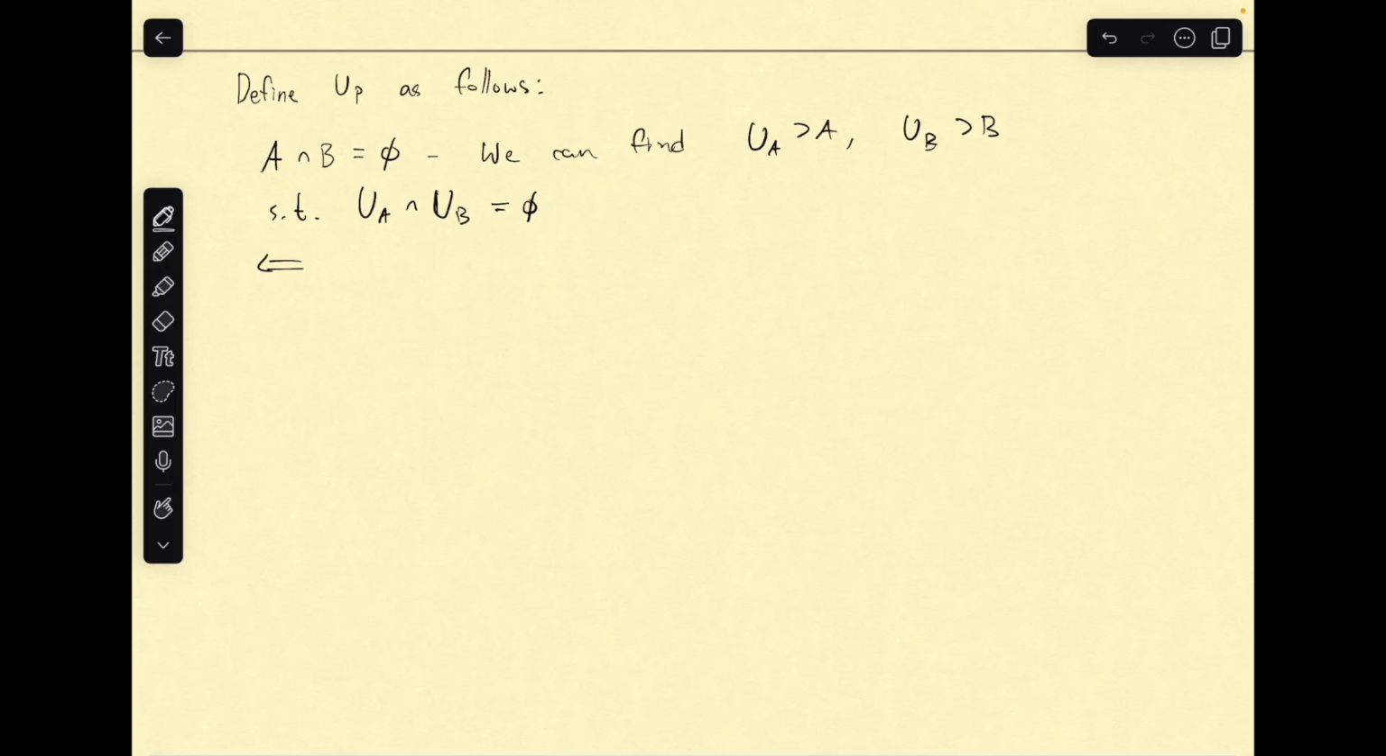But there's an equivalent definition where for any open set U and a closed set A contained in U, we can find an open set V containing A such that the closure of this open set V is contained in U. And these two definitions are equivalent. The proof is not so hard, but I'm not going to do that here. I'm just going to start using this definition.